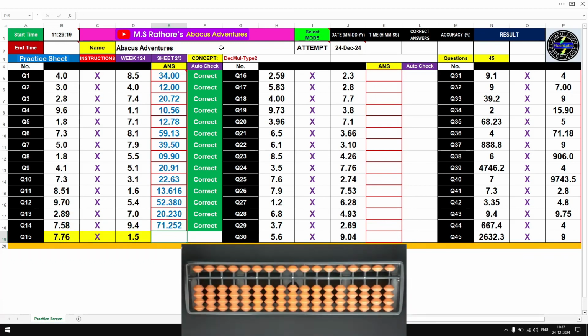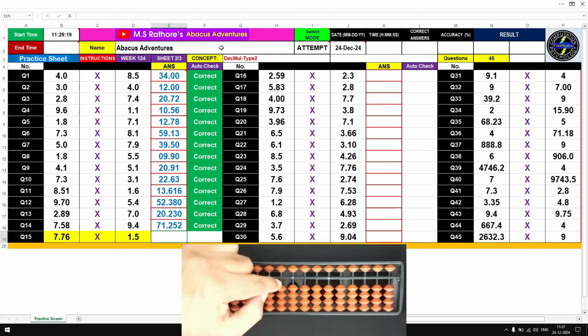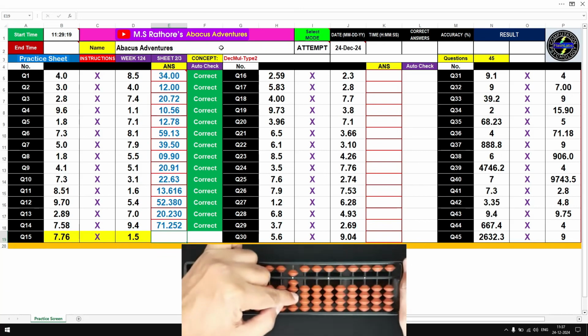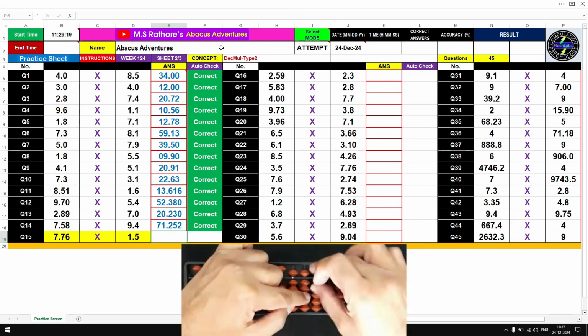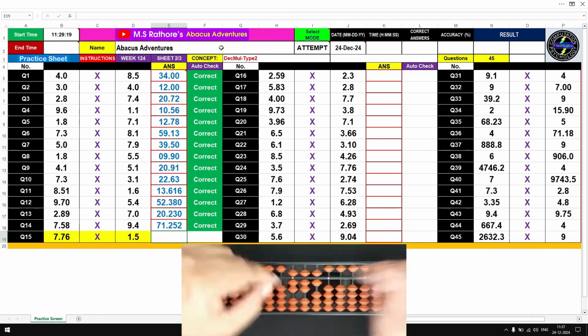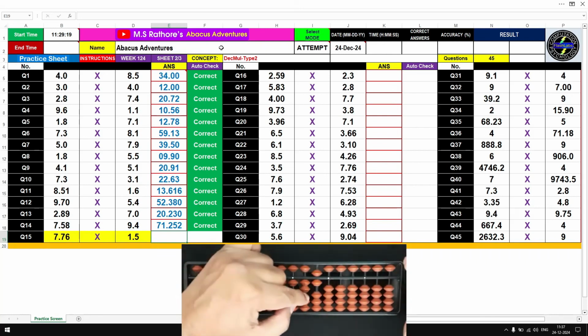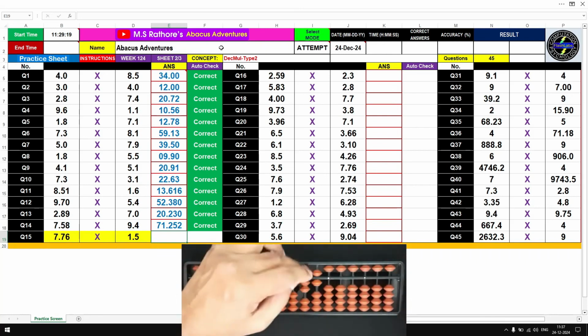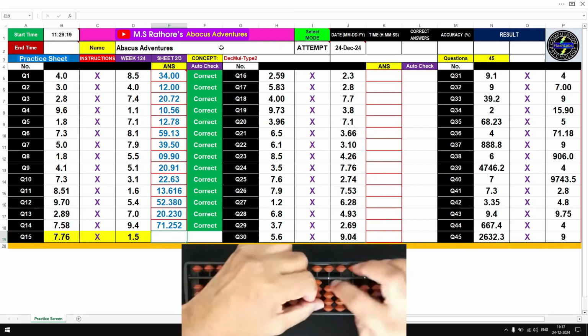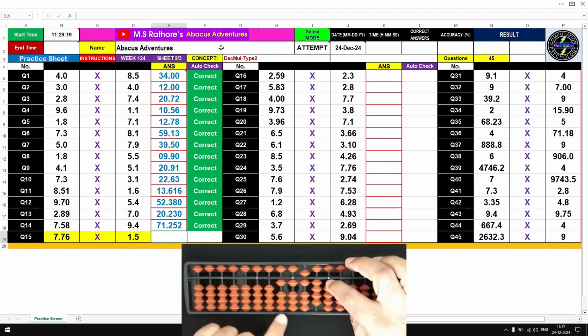Question number 15, 7.76 multiplied by 1.5. Let's begin from rod number 2. 1 7s are 0 7, shifted 1 7s are 0 7, shifted 1 6s are 0 6. Round 2 begins from rod number 1 now. 5 7s are 35, shifted 5 7s are 35, shifted 5 6s are 30, and the answer is 11.640.